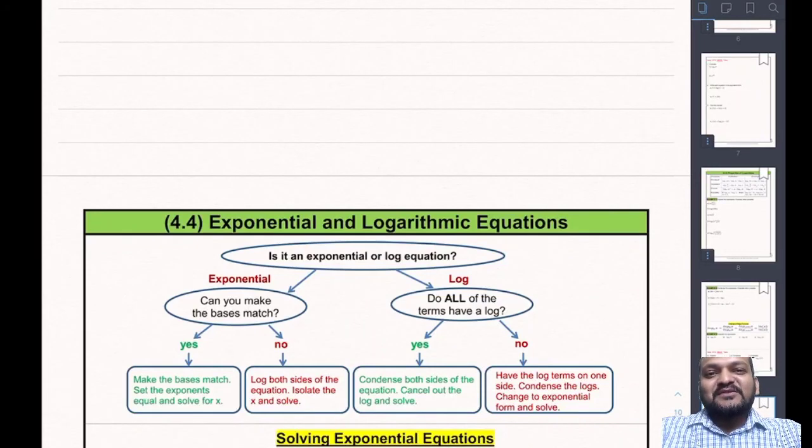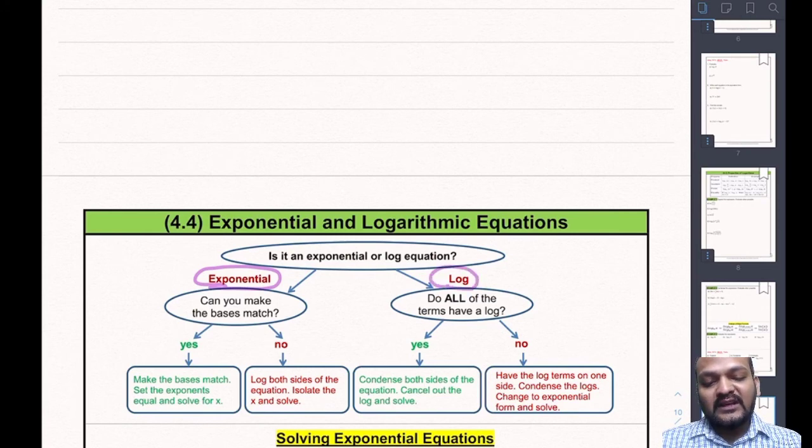Hello college algebra students. Today we are going to take a look at how we work with exponential and logarithmic equations. So we're going to deal with equations, which means you're going to have a left hand side and a right hand side. Now how do we work with them? Let's take a look at how we deal with exponential equations and then logarithmic equations.